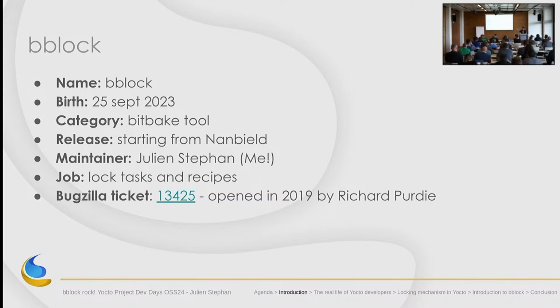The maintainer is me. The main job of bblock is to lock tasks and recipes. And for the story, a Bugzilla ticket was opened by Richard in 2019, so when I started to use Yocto as a user. So it was 6 years ago, meaning that the community wanted to have such a tool for a long time. And it was tagged as a newcomer's bug, and it was the first bug I tried to implement. So not a small one.